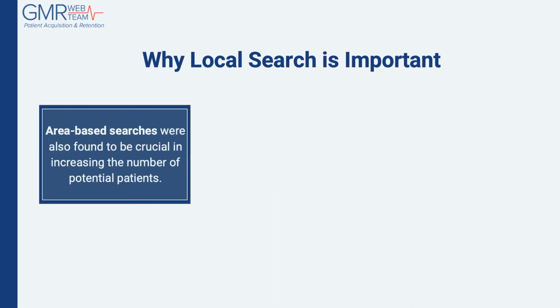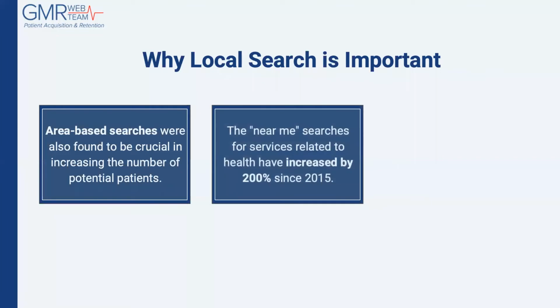Near me searches are some of the most common area-based searches that people use. And as you can see, near me searches have increased by 200% since 2015. That's right, 200%. And near me searches consist of terms like dentist near me, or cardiologist near me, or primary care doctor near me. And these are really common terms used by patients actively looking for a doctor near them. It's something you definitely want to get ranked for.